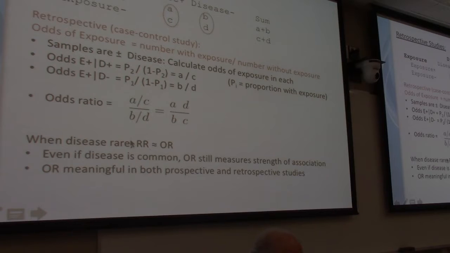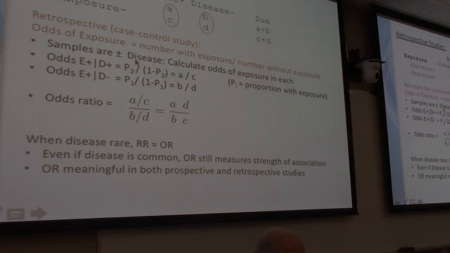In a retrospective study, our two groups are those with and without disease. And we're going to compare how many of the disease patients have exposure versus how many of the disease-free patients have an exposure. And to do this, we calculate the odds in each group. And so you will remember that the odds is not the proportion that gets disease, it's the number with an exposure divided by the number without an exposure.